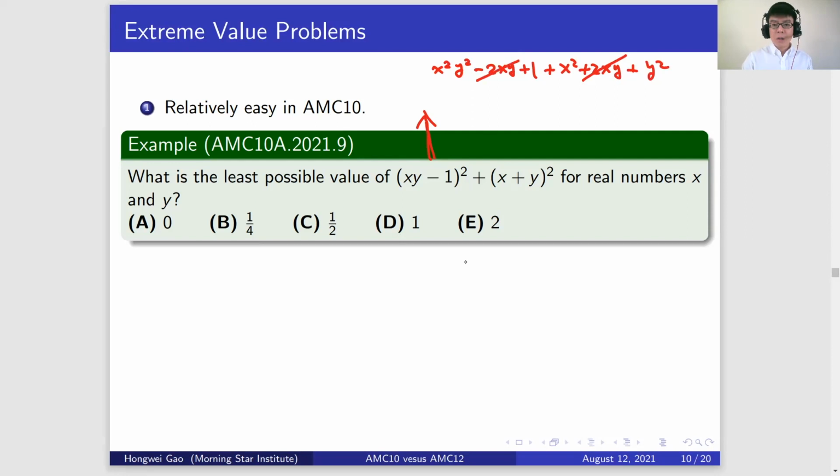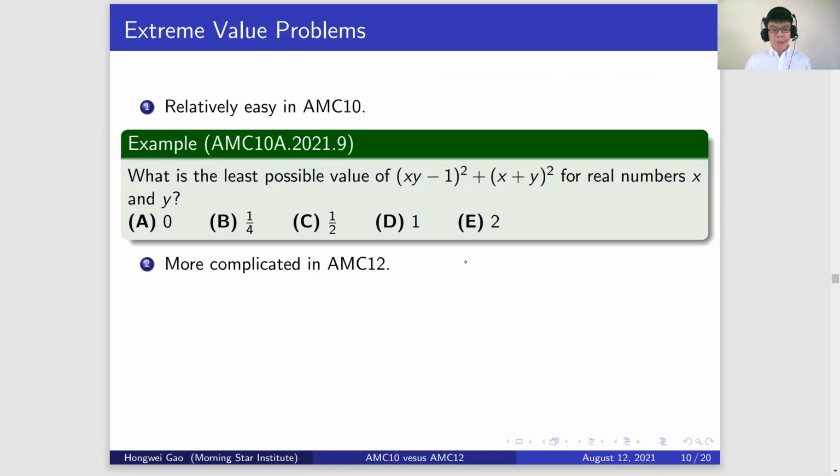These two terms cancel each other. The minimum value is 1. Basically, we take both x and y to be 0. The minimum is obtained. The next example is from AMC 12.